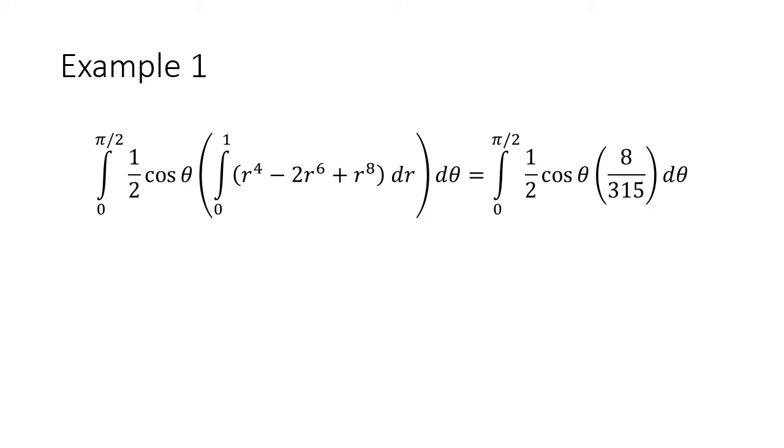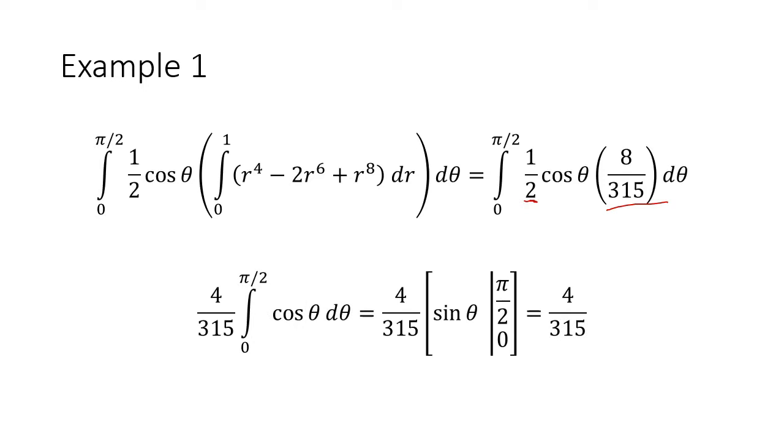And again, let's factor out our constants. I have a constant of 1/2 now, and this constant of 8 over 315, which when I simplify them gives me 4 over 315. When I integrate, now it's just cosine theta d theta, which is just sine. And when I evaluate sine at my bounds, sine of 0 is 0. Sine of pi over 2 is 1. 1 minus 0 is just 1. And so my answer for this entire triple integral becomes the value 4 over 315.